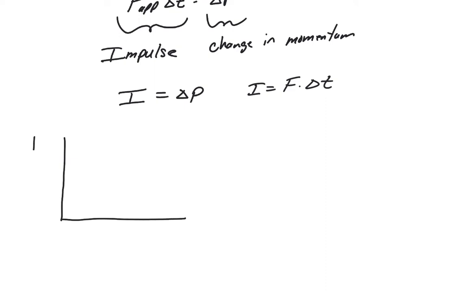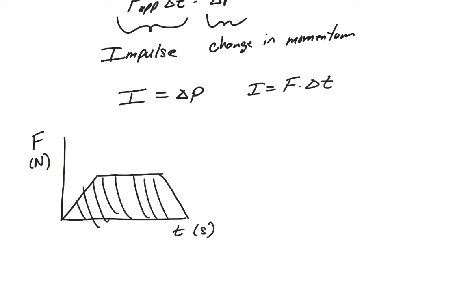And there might be a Mastering Physics problem that looks like this. Oh, let me do that. Time. And so if our graph looked like this, right, force versus time, and force would be measured in newtons, time would be measured in seconds. The area of this graph would be the impulse.